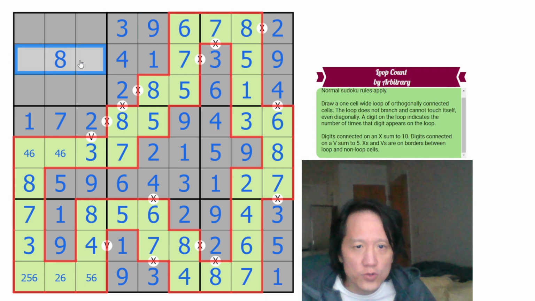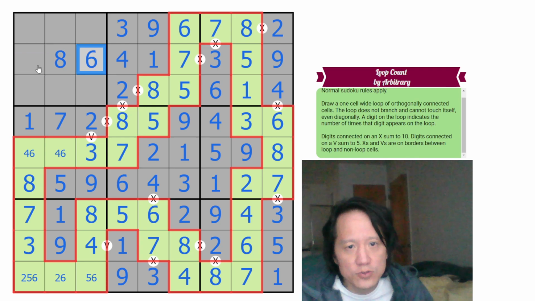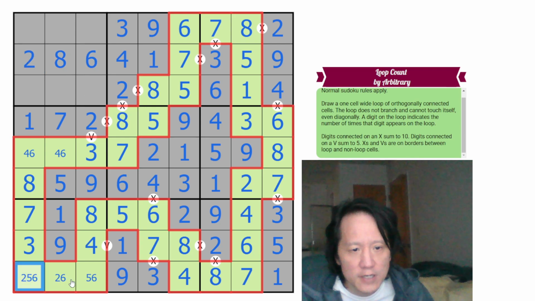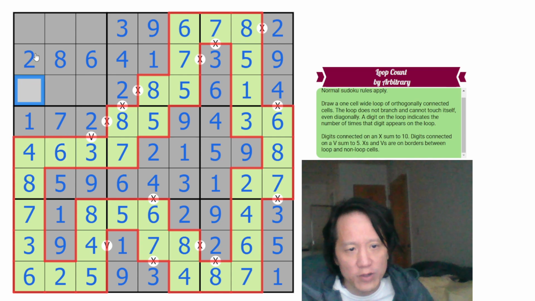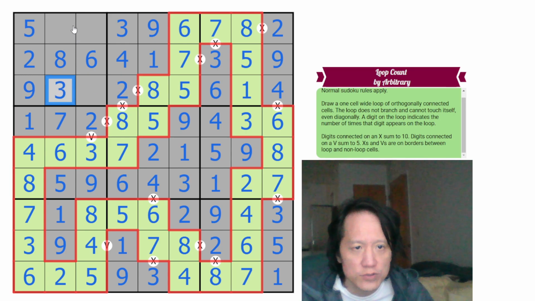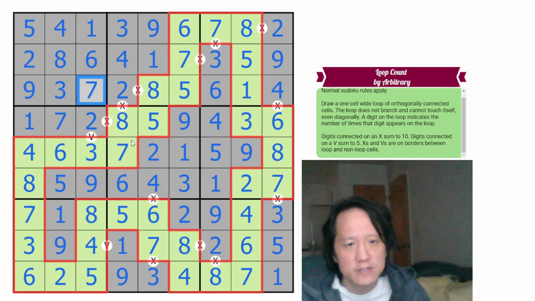This is 2 and 6. So this can't be 2, so this is 6. This is 2, which means this can't be 2, so this is 2. This can't be 6, so this is 5. This is 6. This is 4. This is 6. We have 5 and 9. This can't be 9, so this is 5. This is 9. This is 3 and 4. No 4, so this is 3. This is 4. This has to be 1, and this is 7.